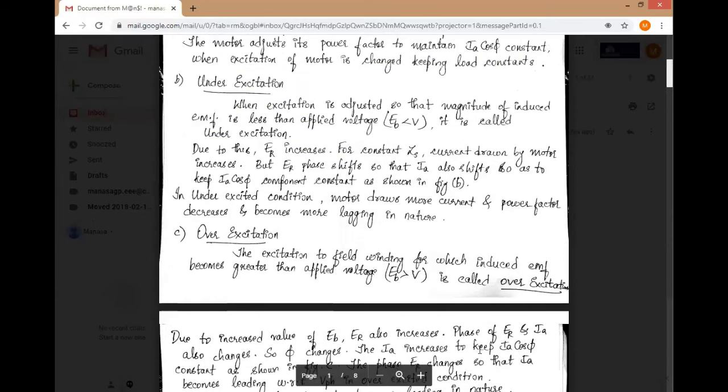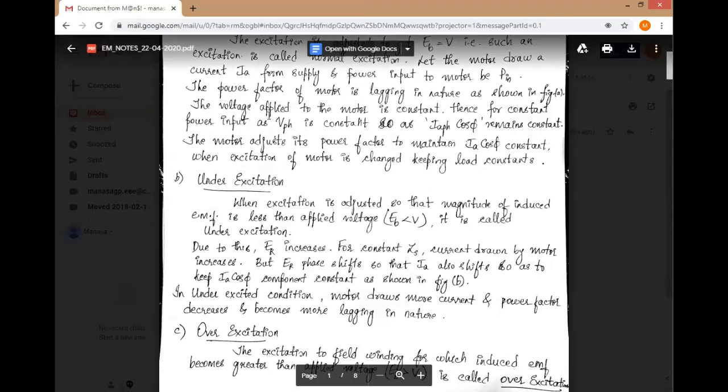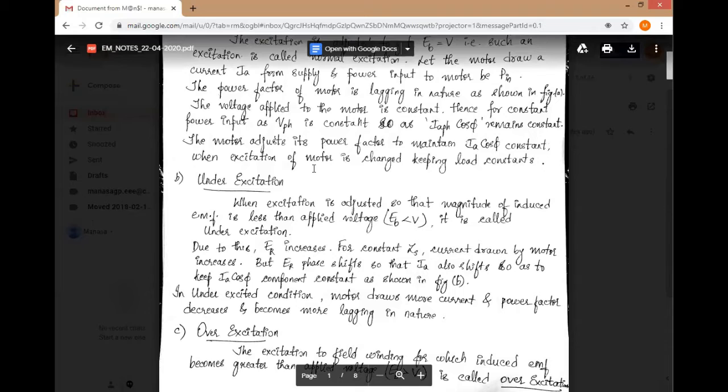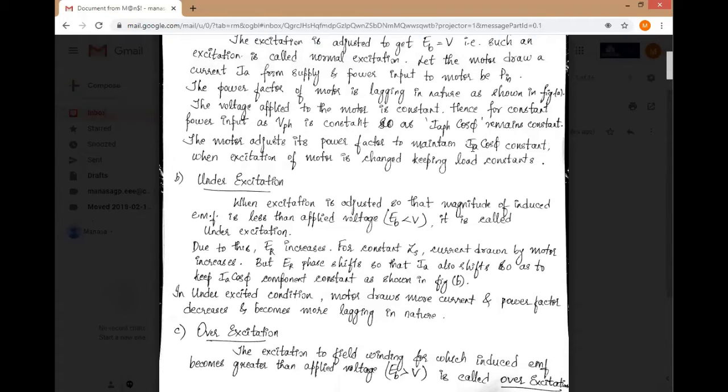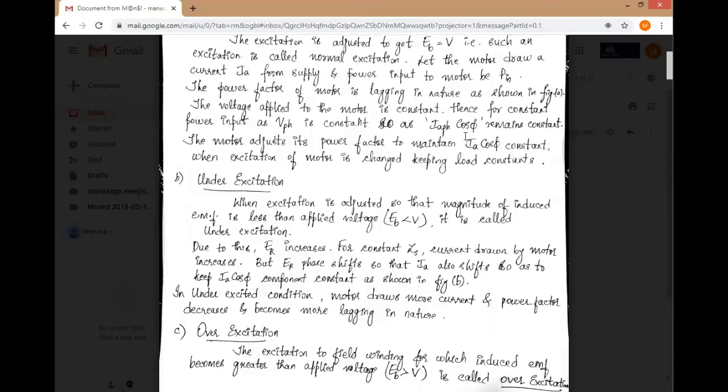So this is the condition, and you have to remember the voltage applied, that is the supply voltage to the motor, is constant. Because the supply voltage is constant, this component Ia cos phi always remains constant. So this has to be maintained constant throughout the entire variation of excitation.